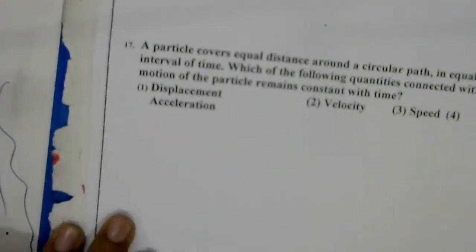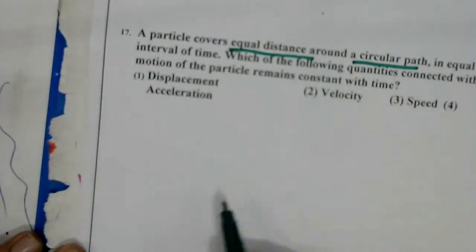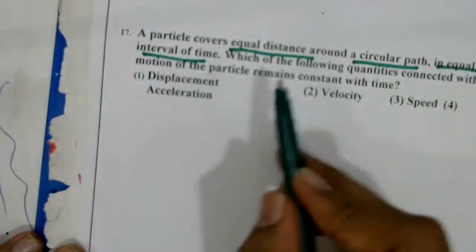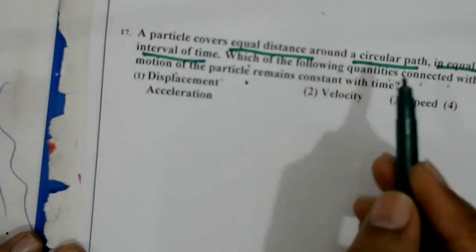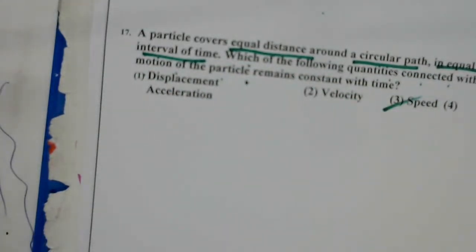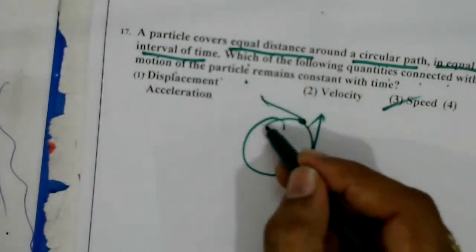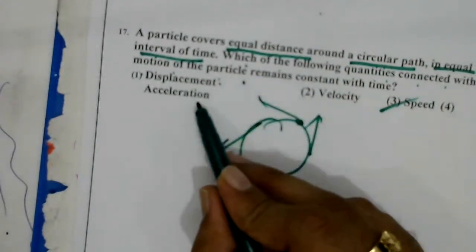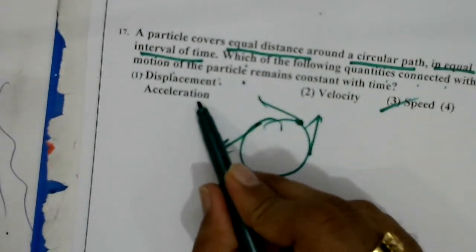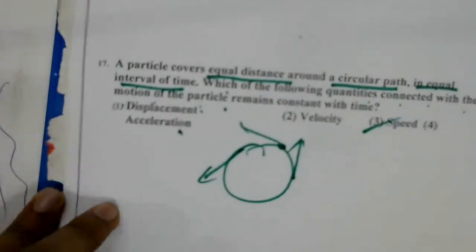Question number 17. A particle covers equal distance around a circular path in equal interval of time. Which of the following quantity connected with the motion of the particle remains constant? Speed. Because the velocity is continuously changing, because the direction is changing means velocity is changing. So in case of circular motion, velocity changing, displacement changing, acceleration changing. Which one is constant? Speed is constant, because that is a scalar quantity. Direction also changed, but speed is constant.